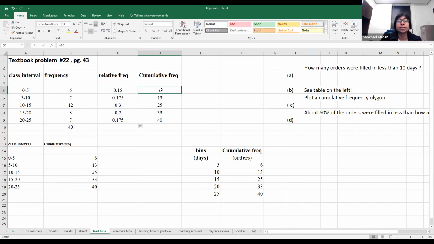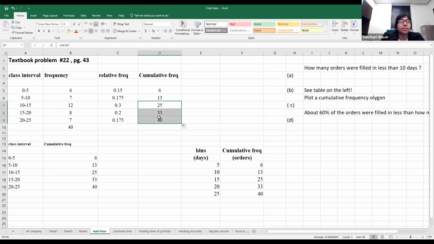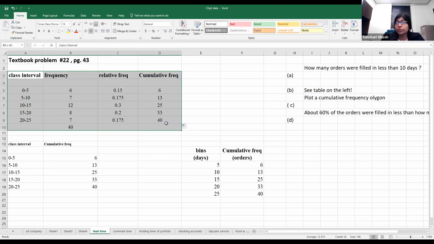So I am just putting a dollar sign in front of the letter and number. This is your relative frequency and cumulative frequency. Remember the trick. This one equals this one plus 7. Do the third one, and then it will fill up by itself. It's 12. And then you get these numbers. So that's like your frequency distribution table completed.